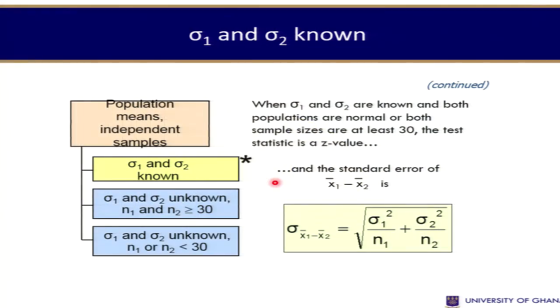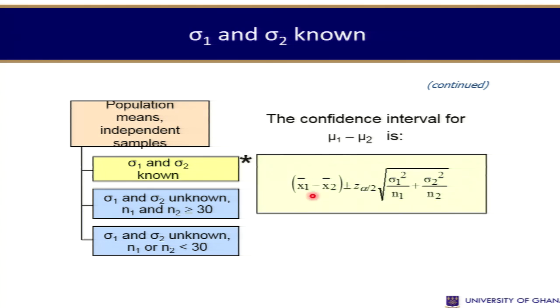Given that our population standard deviations are known and both populations are normal, or both sample sizes are at least 30, then our standard error will be given as sigma of x1 bar minus x2 bar, which is the square root of sigma 1 squared over n1, that is for the first group, plus sigma 2 squared over n2. Note that the addition of these values is all under the square root sign. Therefore, a confidence interval for the difference between mu1 and mu2 is given as x1 bar minus x2 bar plus or minus z alpha over 2 times the square root of sigma 1 squared over n1 plus sigma 2 squared over n2.